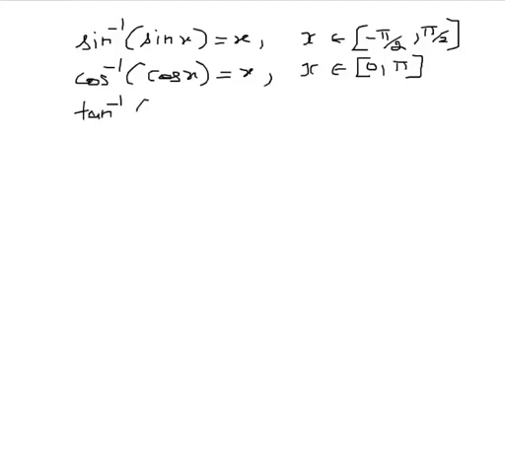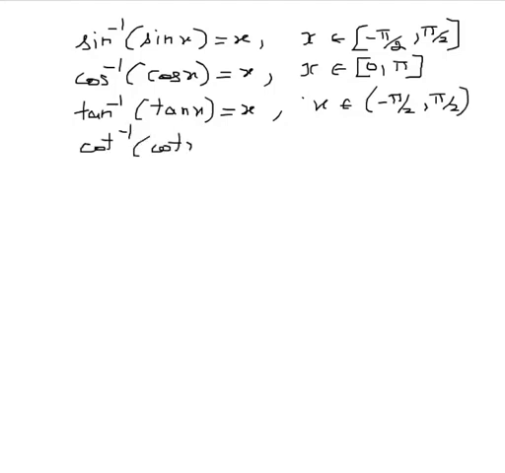Then tan inverse of tan x. Tan inverse and tan can be cancelled and it becomes x only when x belongs to the principal value branch of tan inverse, which is the open interval -pi/2 to +pi/2. Then cot inverse of cot x becomes x when x is in the principal value branch of cot inverse, which is the open interval 0 to pi.